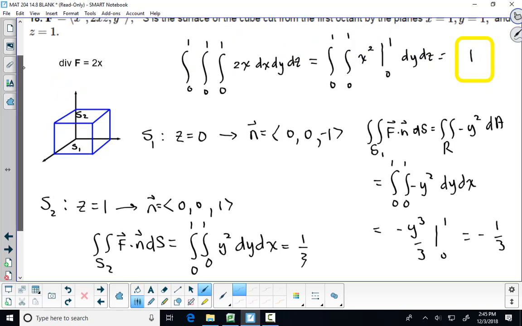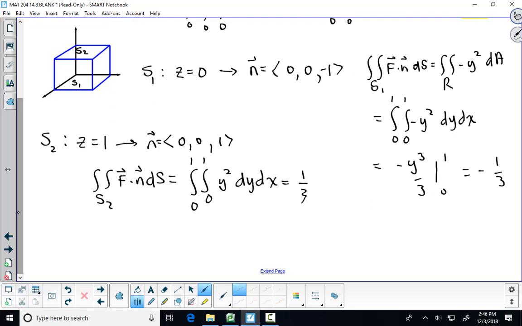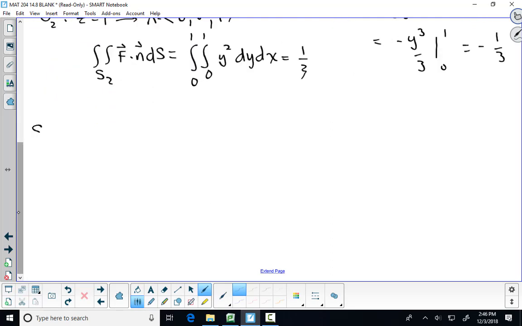I don't know which. I think it's the middle. Yeah, so probably because there's a y in there, it's probably in the y direction. So let's check one of the y faces. So let's say S3, let's let that be y equals 0, and let's let S4 be y equals 1. Let's just check these two.